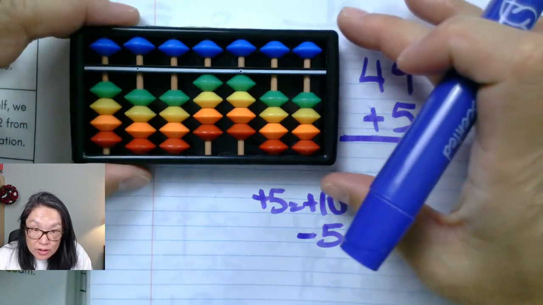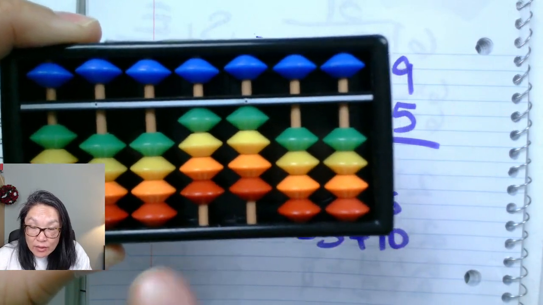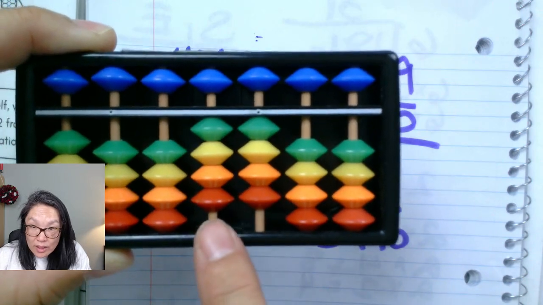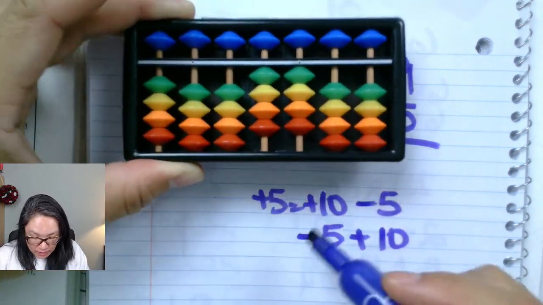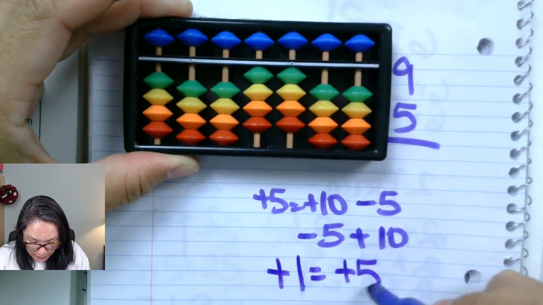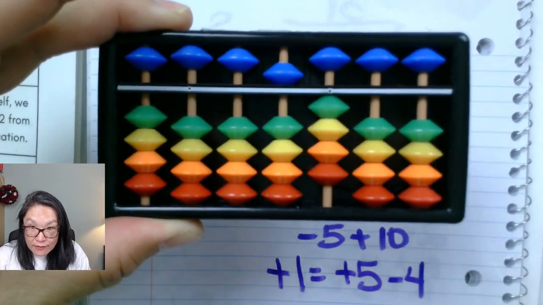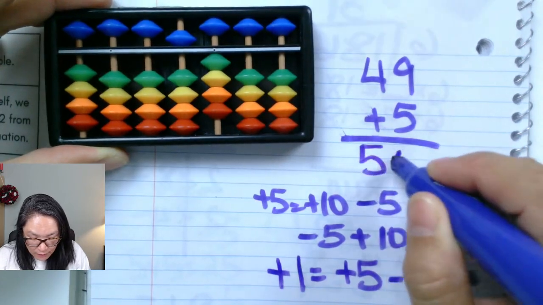So if you look, I'm only using the tens right now. My question is to add the 10. 1, 0, 1, 0. Can I add the 1 here? No, I can't add the 1. To plus the 1, I need to plus the 5 minus 4. So I'm going to plus the 5 minus the 4. So my final answer is 54.